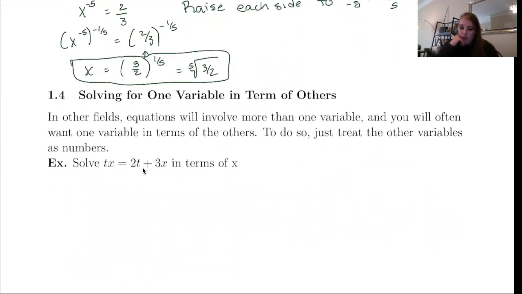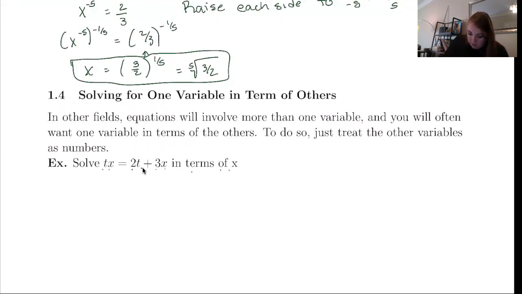Solving for one variable in terms of others. So in other fields, equations will involve more than one variable. If you're in chemistry, something like that. And you often want one variable in terms of the other, like perfect gas laws. To do so, just treat other variables as numbers. So I have t times x equal to 2t plus 3x, and I want to solve in terms of x.